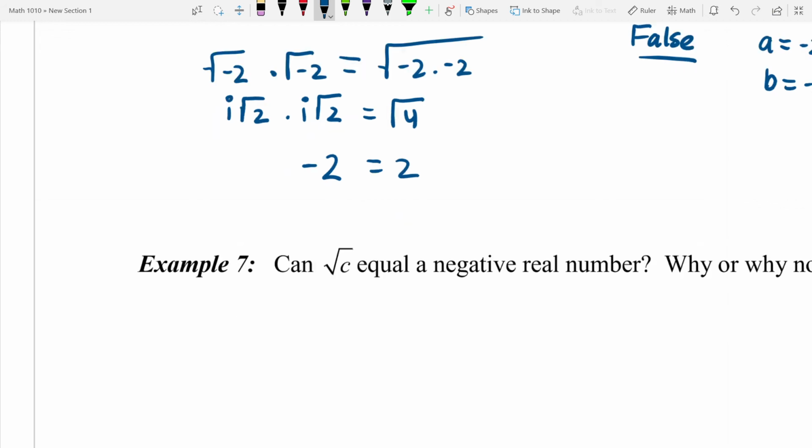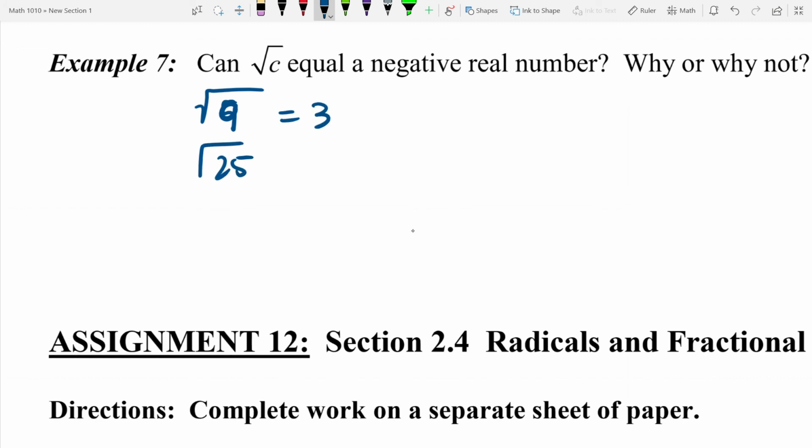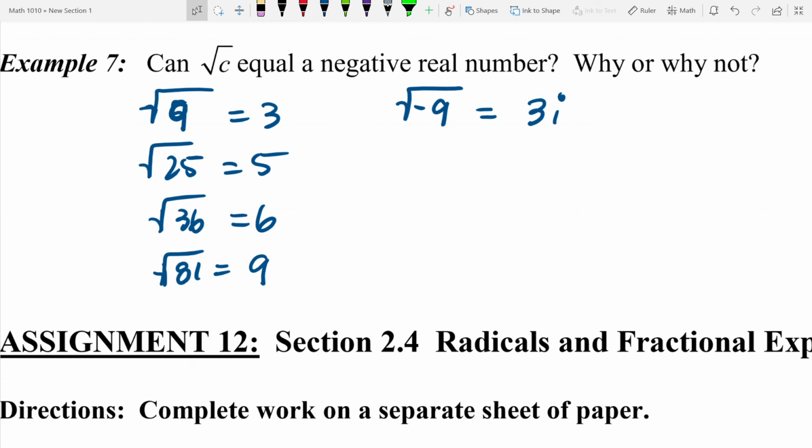But that's why. Can the square root of C ever be a negative number? Square root of 9 is a 3. Square root of 25 is a 5. The square root of 36 is a 6. The square root of 81 is a 9. Can a square root ever give me a negative number? No. What if we did the square root of negative 9? That's not a negative answer. That's an imaginary. That's 3i. You know why it can't? So can it ever equal a negative number?